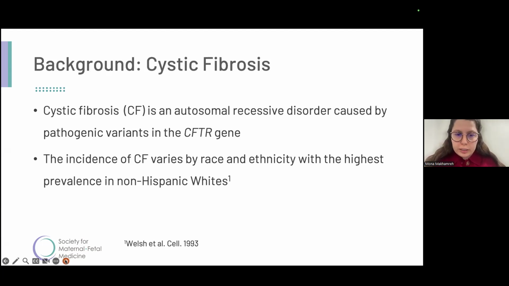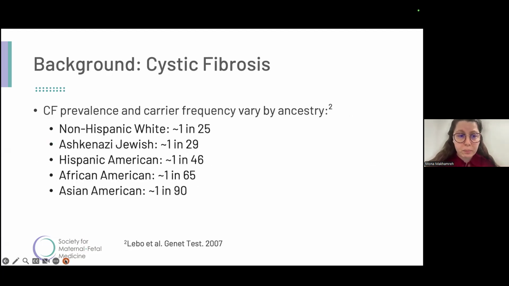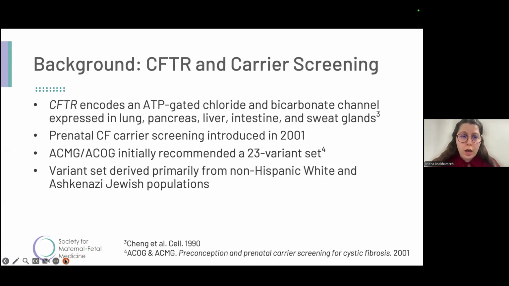Now, cystic fibrosis is an autosomal recessive disorder caused by pathogenic variants in the CFTR gene. The incidence of cystic fibrosis varies by race and ethnicity, with the highest prevalence in non-Hispanic whites. Cystic fibrosis prevalence and carrier frequency vary by ancestry, as you can see.